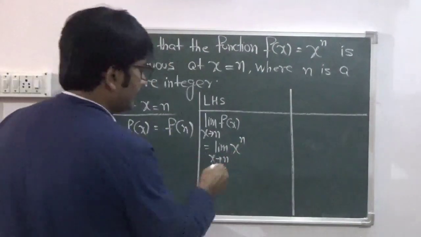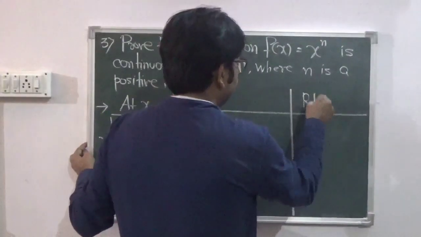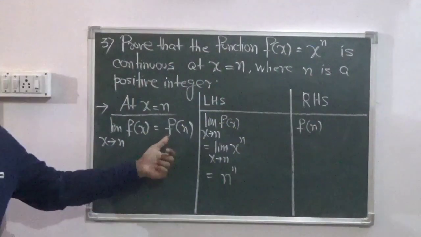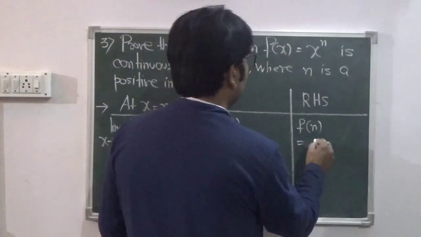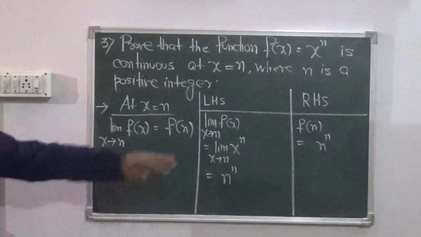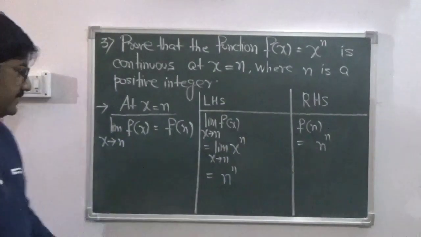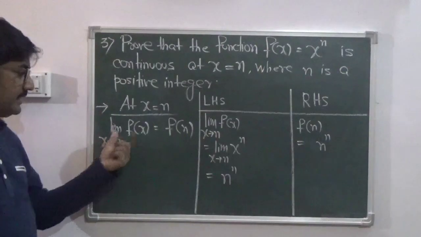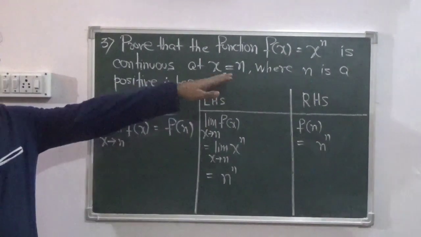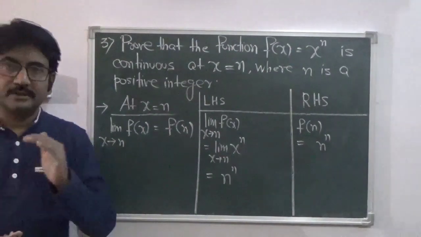So putting x = n, we have n^n. Right hand side, we have f(n). We need to find f(n). So this is equal to n^n. So we have the left hand side equal to the right hand side, and that is equal to n^n. So this condition is fulfilled, that limit x tends to n f(x) equals f(n). Hence the function is continuous at this point x = n, where n is a positive integer. So now we will move to the next question.